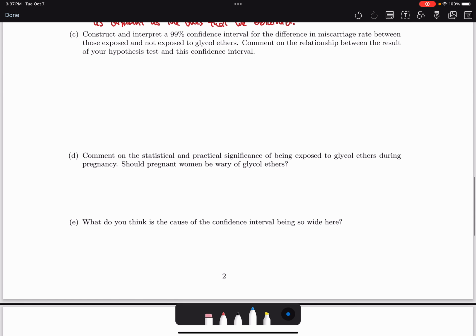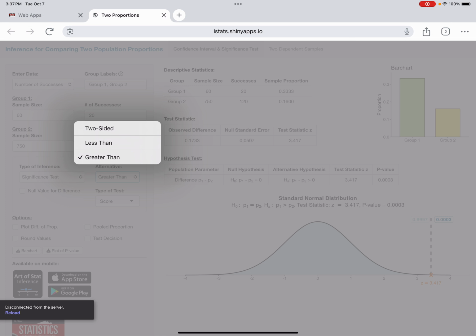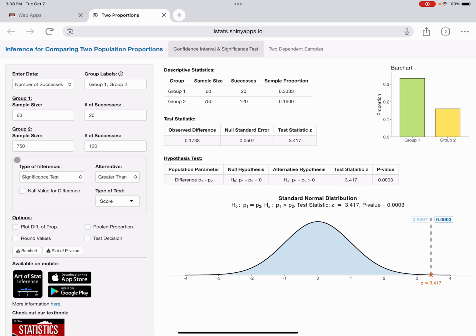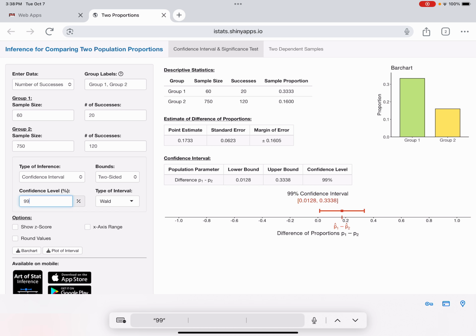Part C, construct and interpret a 99% confidence interval for the difference in miscarriage rate between those exposed and not exposed. Comment on the relationship between the results of your hypothesis test and this confidence interval. Let's head back over to Art of Stat. In Art of Stat, the only thing that we need to change is the type of inference from a significance test back to a confidence interval. Now, we tested our hypothesis at the 0.01 level of significance, which means our level of confidence has to be 0.99, or in other words, 99%. Remember that the level of significance and the level of confidence should be complements of one another, okay?